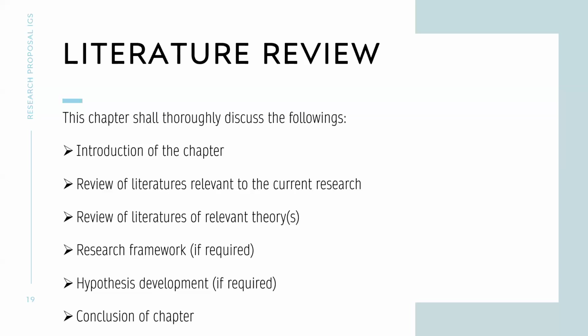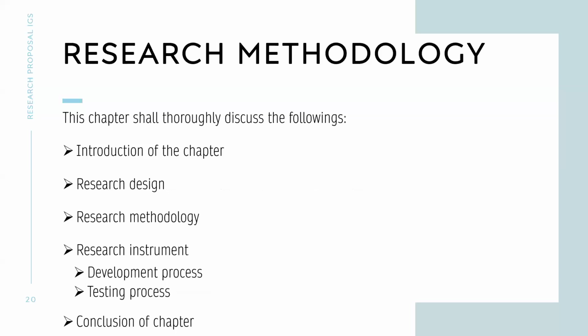Okay. In chapter 3, again, this is the research methodology. How to write this: the research methodology should reflect back your objective. Whatever you design in your research methodology, you have to make sure that you can achieve your study objective. So in research methodology, you should have the introduction of the chapter, the research design, research methodology itself, research instrument, development process or testing process, and conclusion of the chapter. In research methodology, everything should be detailed.